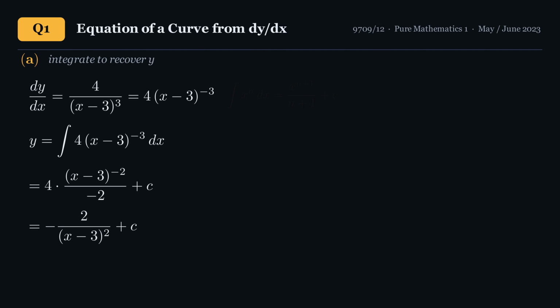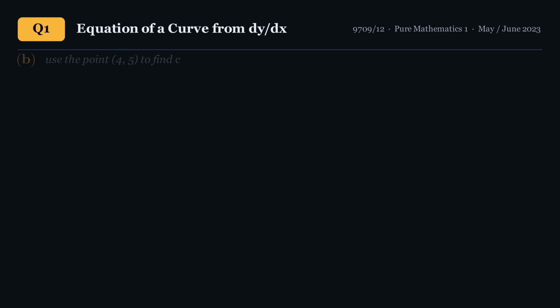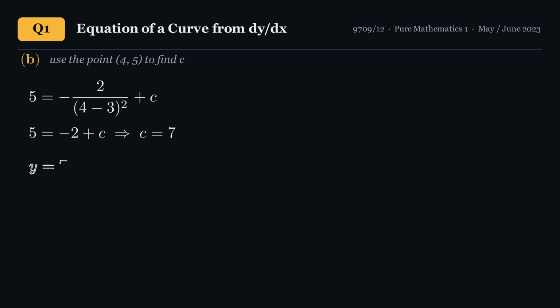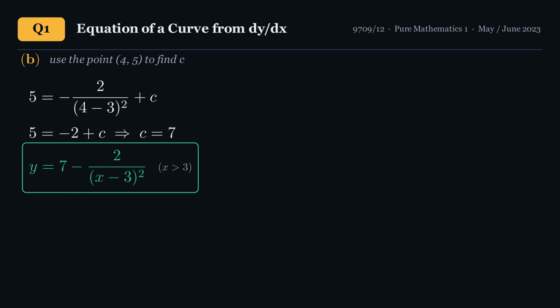That's the power rule. Now substitute the given point to find c. Part B. Use the point (4, 5) to find c. Substitute x equals 4 and y equals 5. Solve for c. Write the equation of the curve. So the equation of the curve is y equals 7 minus 2 over (x minus 3) squared, for x greater than 3. And that completes question 1.